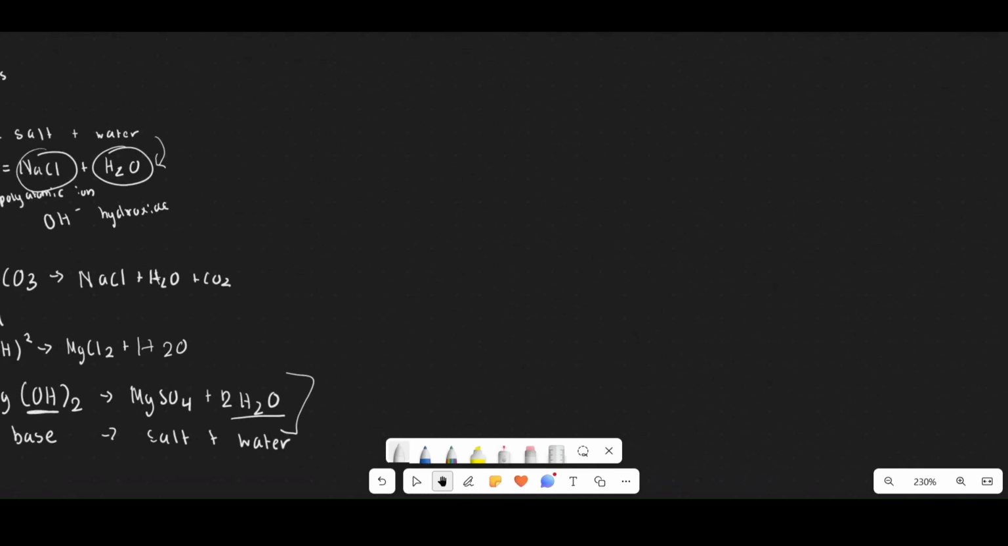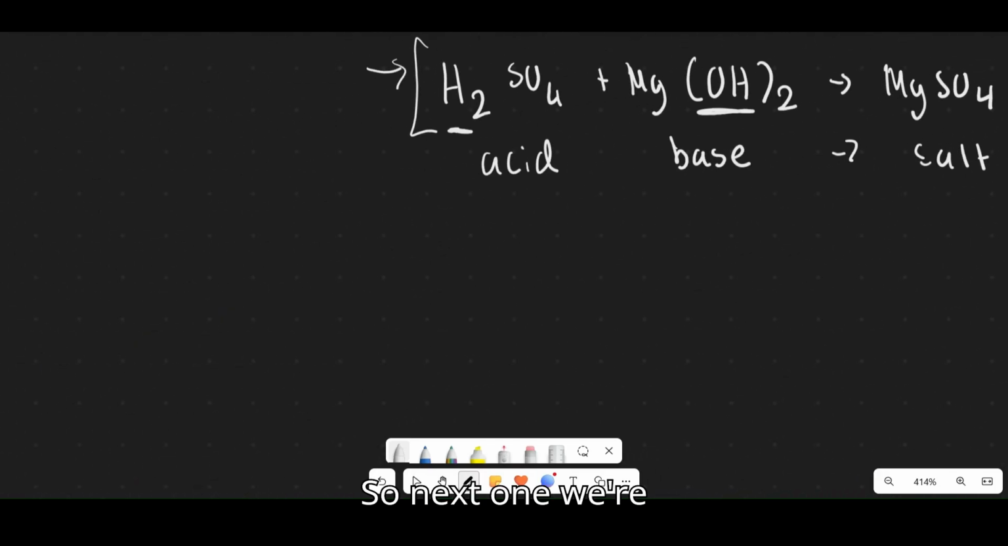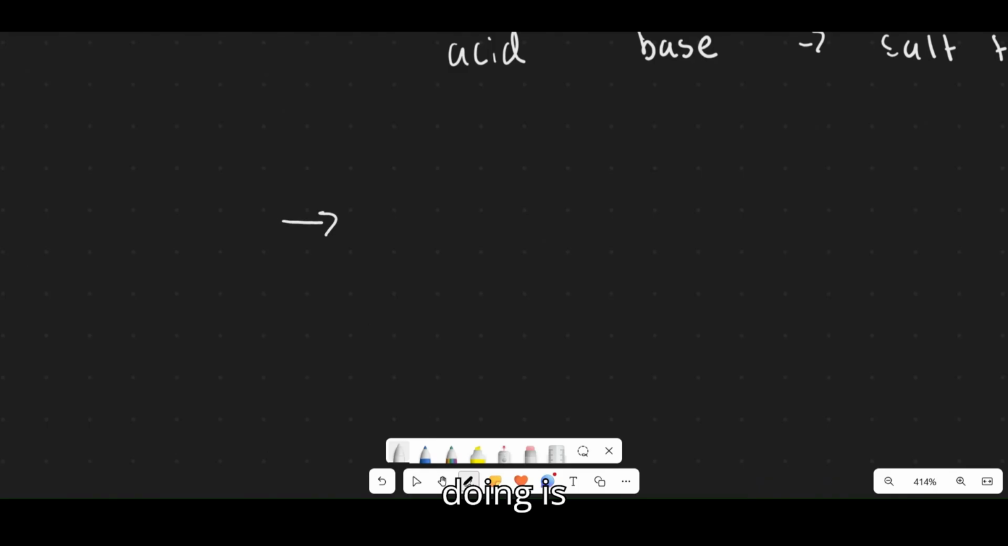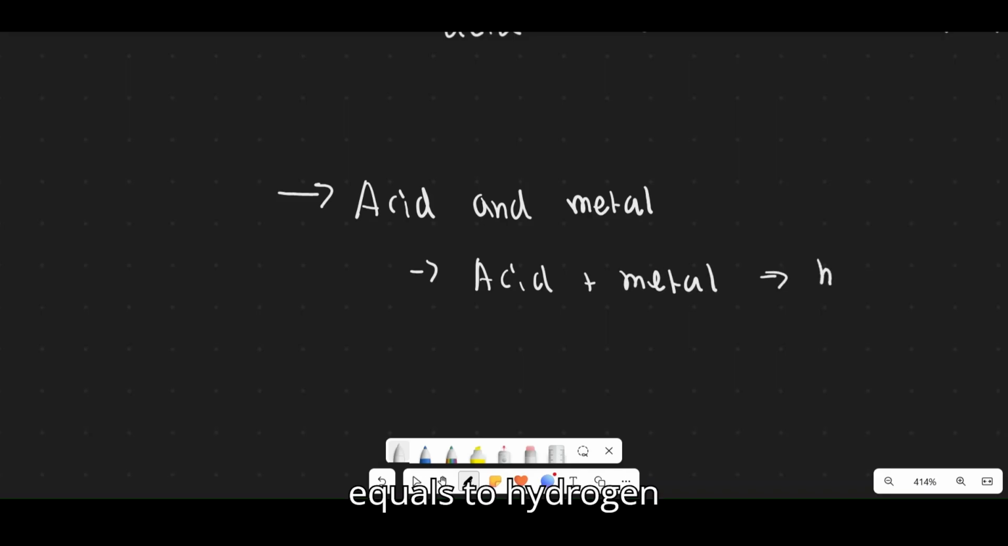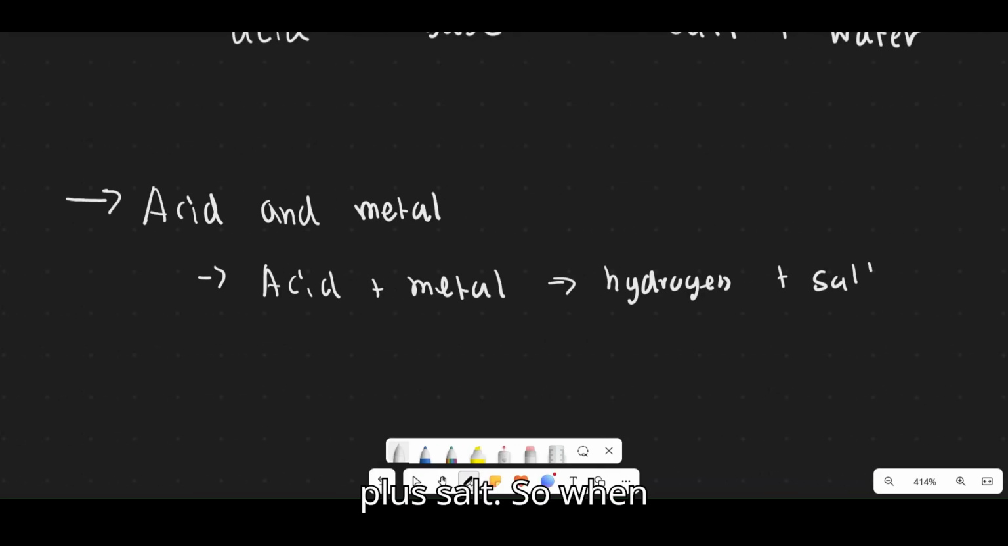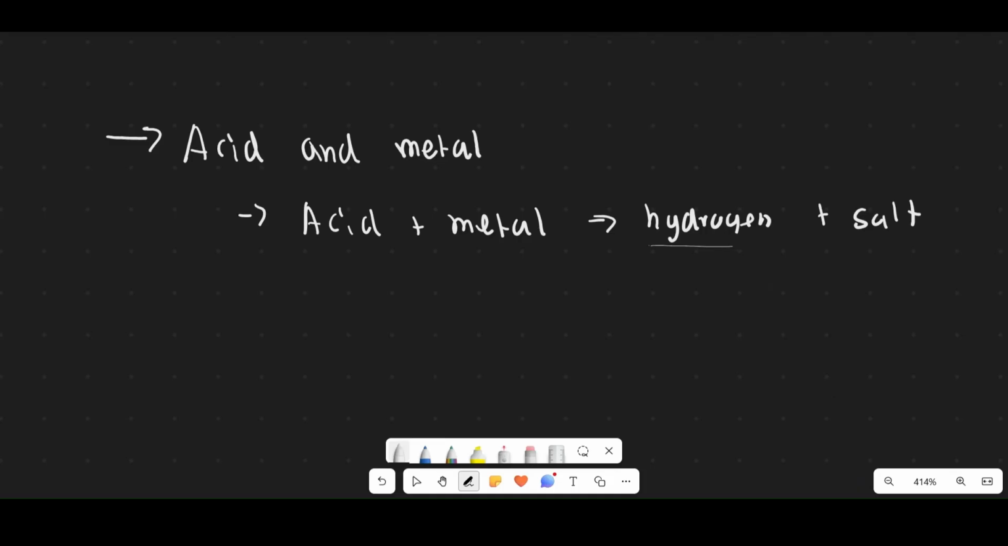I'm going to show it down here. So next one we're doing is acid and metal. This one's very simple. It's just acid plus metal equals hydrogen plus salt. So when acid and metal react, it produces hydrogen and a salt. It's pretty easy to remember.